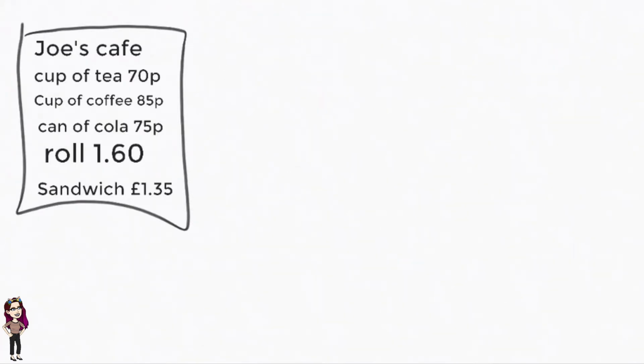For section B, we are then told that Sean buys a cup of tea, a cup of coffee, and 2 sandwiches. So, the first step we need to do is add them all together to find the total cost.